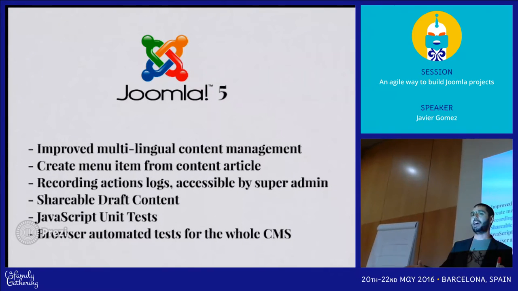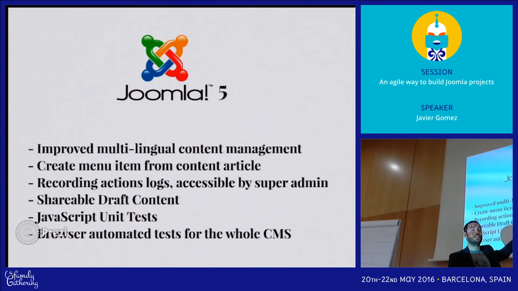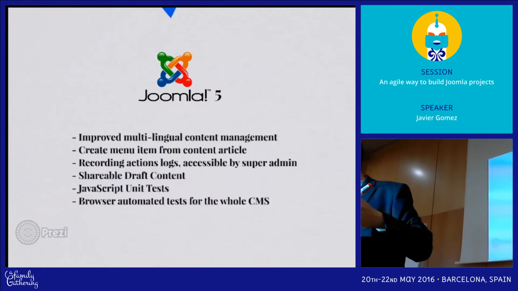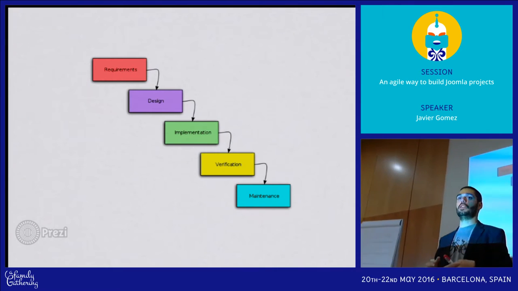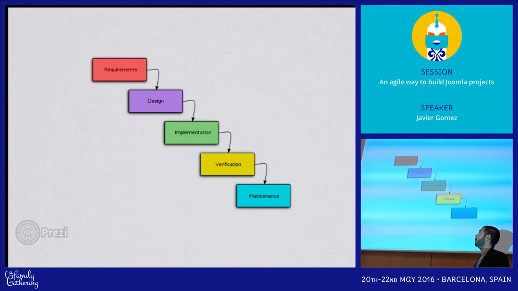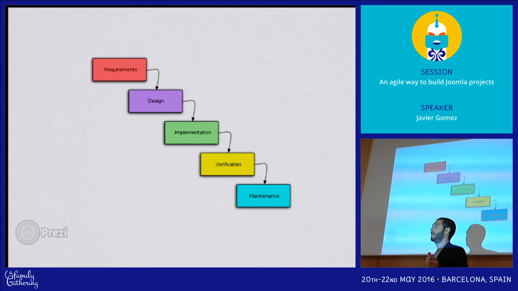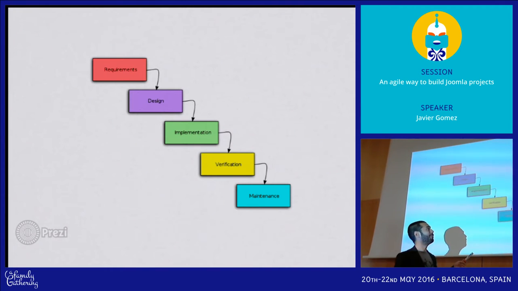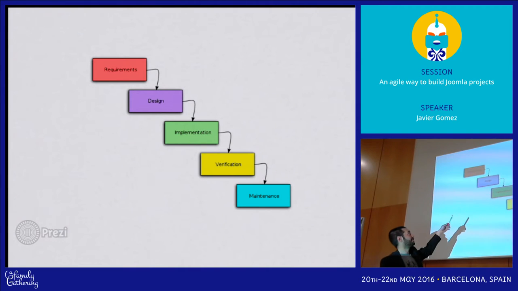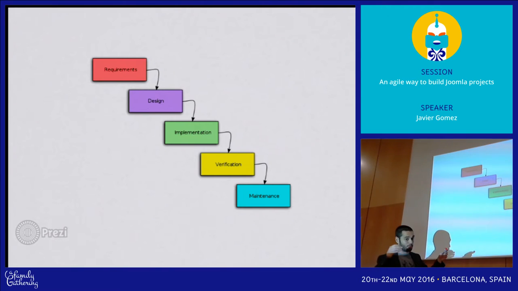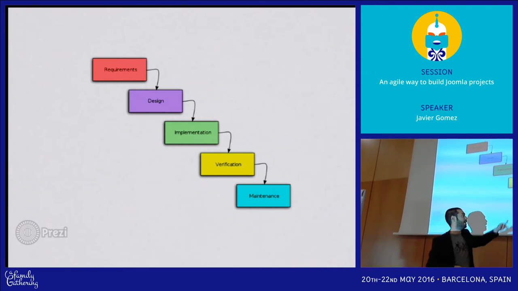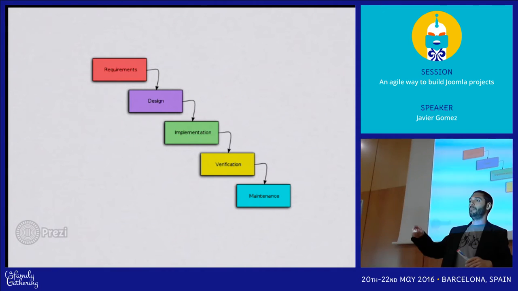Imagine that you are the project managers of Joomla 5, and you need to achieve all these things. Just think for a minute, how are you going to organize this project to make it happen? You will probably think in the waterfall model. So we will grab all the requirements, we will do the design, we will work on the implementation, then we will do quality assurance to make sure everything is okay. And finally, we will do the maintenance.